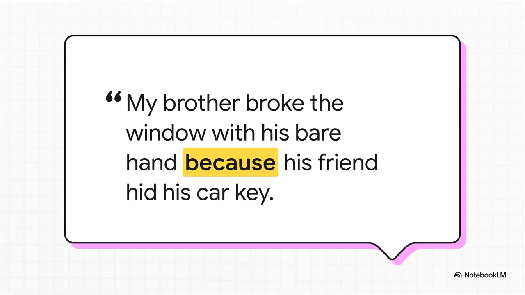Now, a complex sentence is a bit different. This is where things get really interesting. See, in a complex sentence, one part of it can't actually stand on its own. Take the phrase, because his friend hid his car key. By itself, it doesn't really mean anything, right? It's a fragment. It depends on the main part of the sentence, my brother broke the window. When you put them together, you get this amazing cause and effect relationship. It's a really powerful structure.